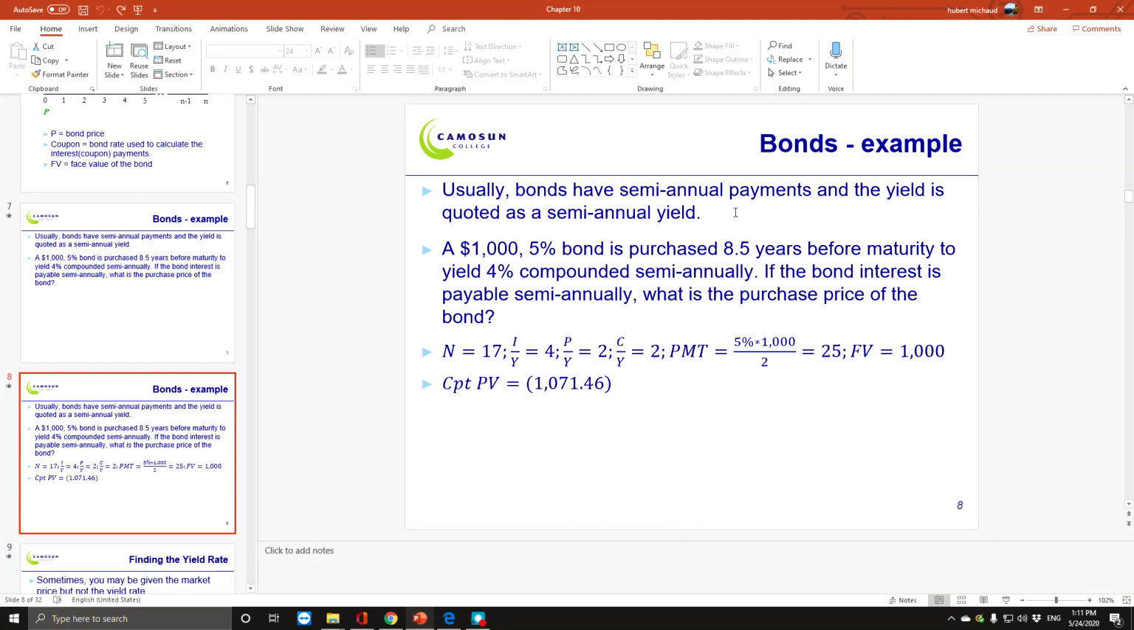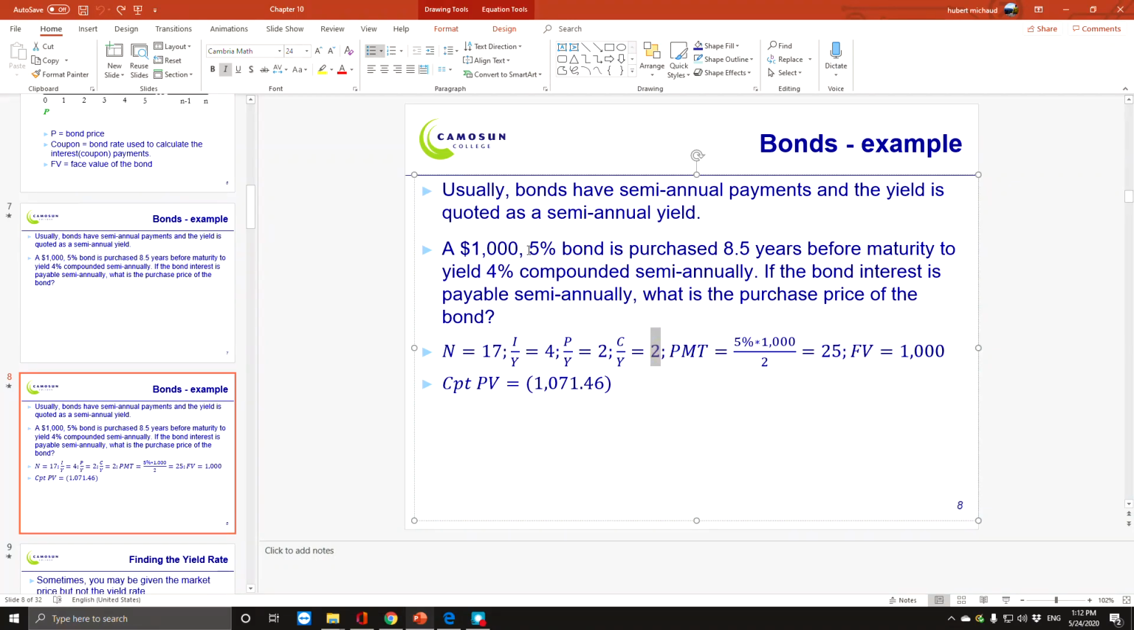Basically for n, we just take the number of years. We know that the bond pays semi-annually. Okay, so there's 8.5 years times 2 is our n, 17. The interest rate I told you was 4. There's 2 payments per year, 2 compounded periods per year.